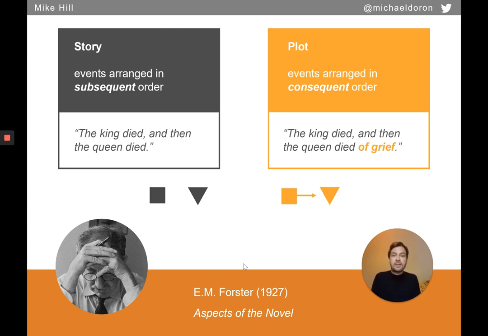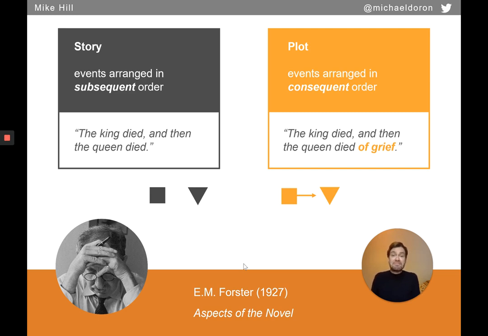So plot, on the other hand, according to Forster, is events arranged in consequent order. And the example he gives is the king died, and then the queen died of grief. So you can see how we've suddenly drawn a connection between the first event, the king dying, and the second event of the queen dying. We now know, established, that there's a link between these two things. And that really, according to Forster, is the difference between story and plot.